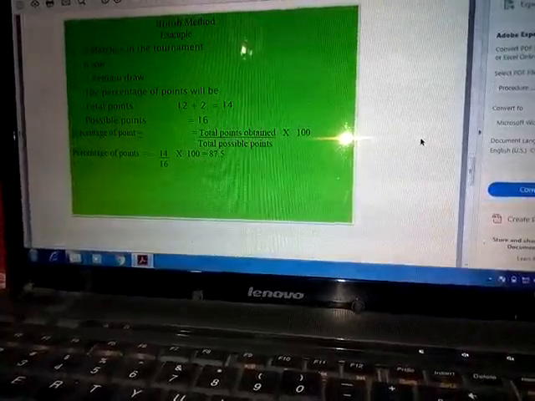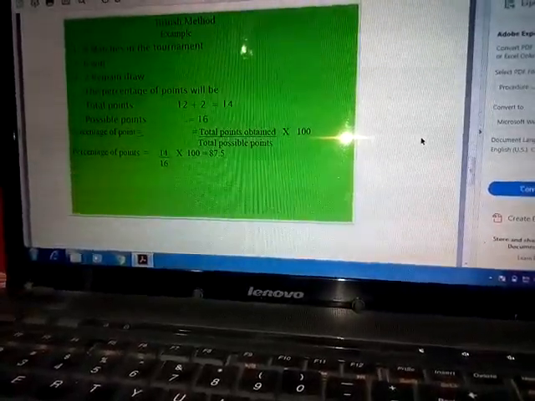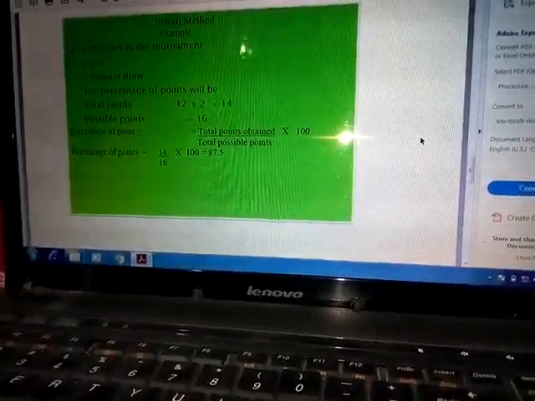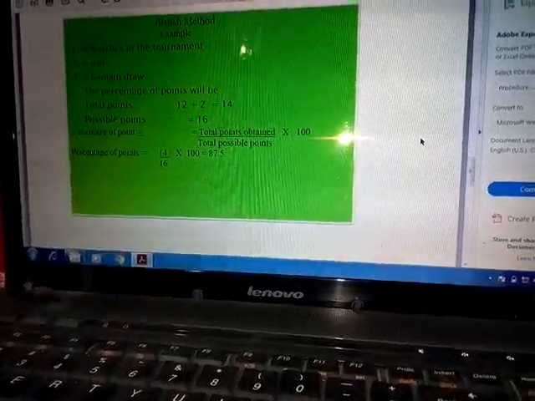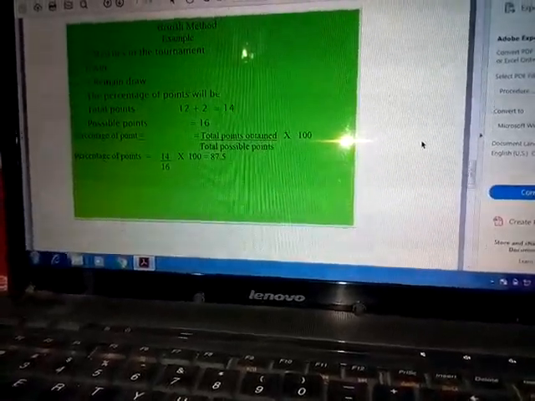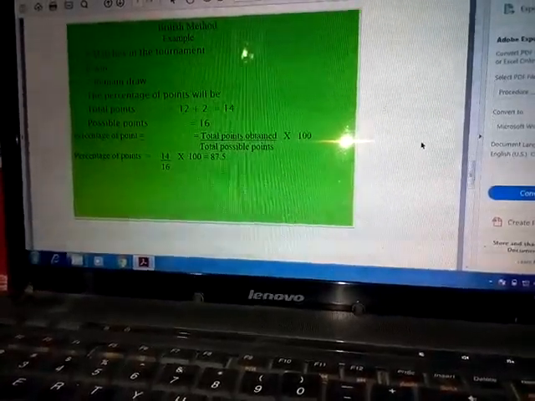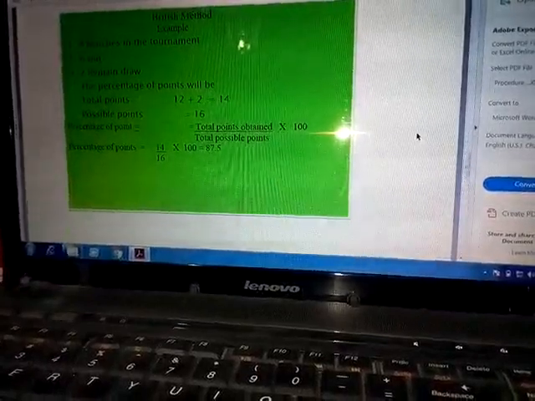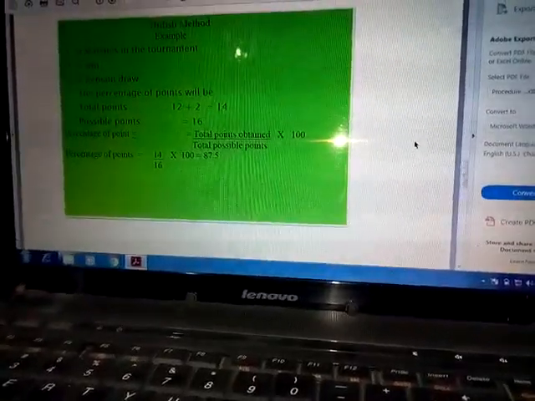So you can see the percentage of points is the total points obtained by total possible points, multiplied by 100. So the percentage of points will be, if he has won 6 matches, that means 12 points plus 2, that means 14 by 16 multiplied by 100, which is equal to 87.5 percent.